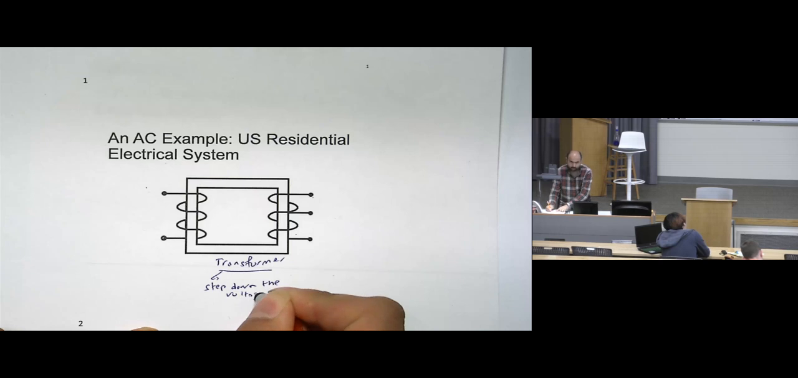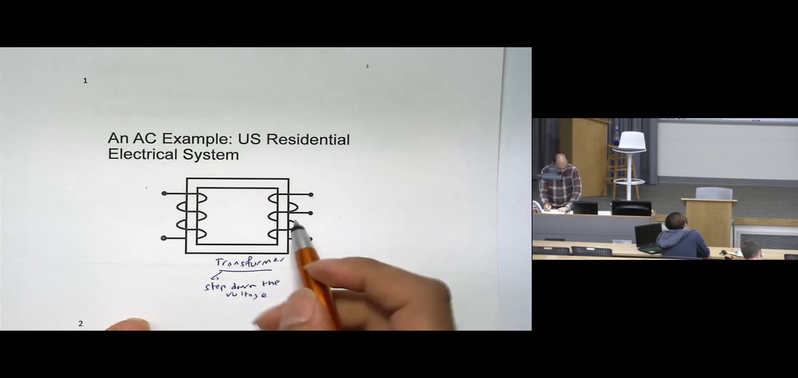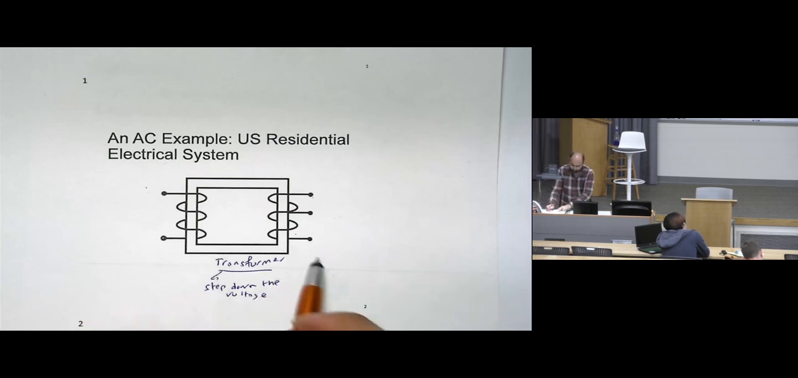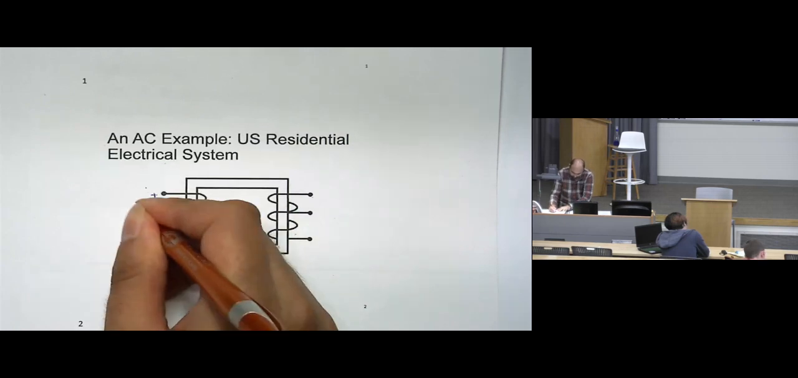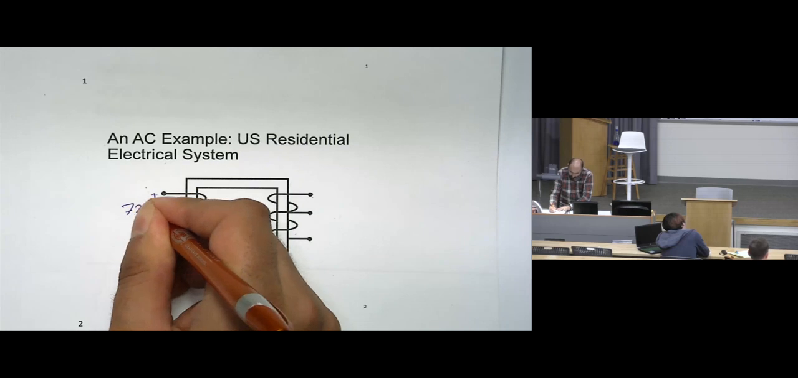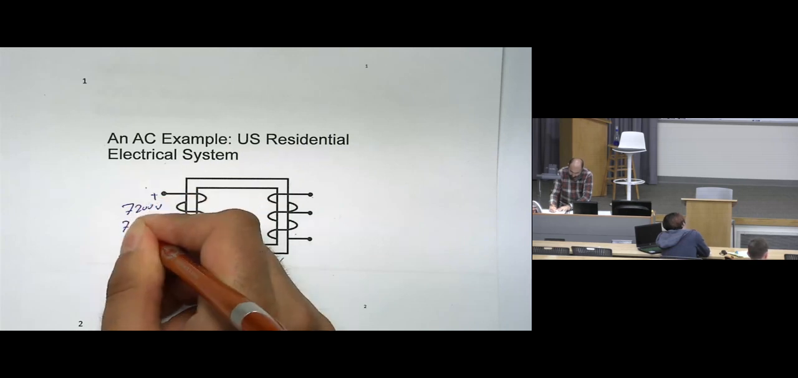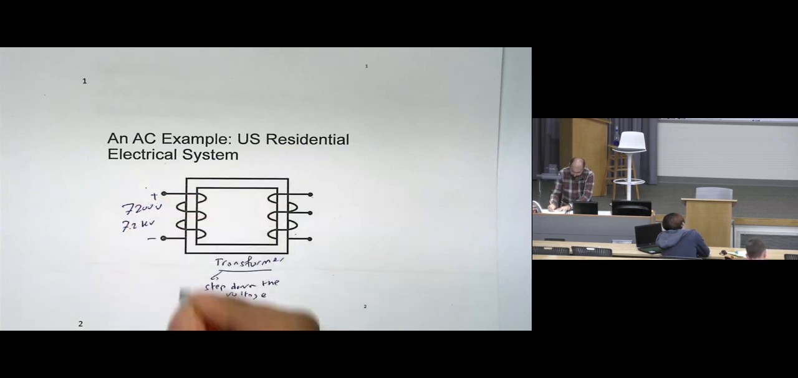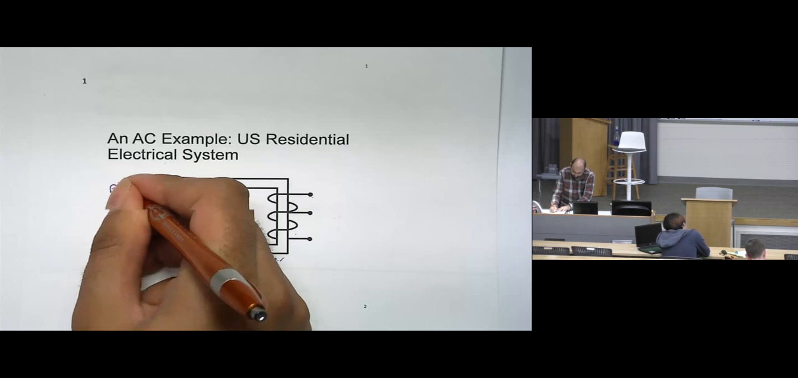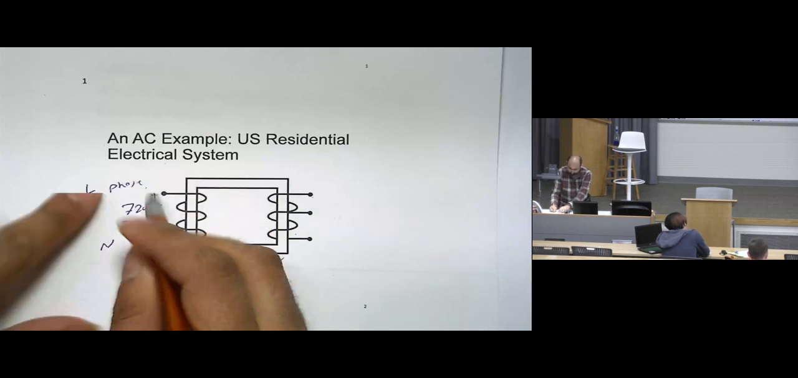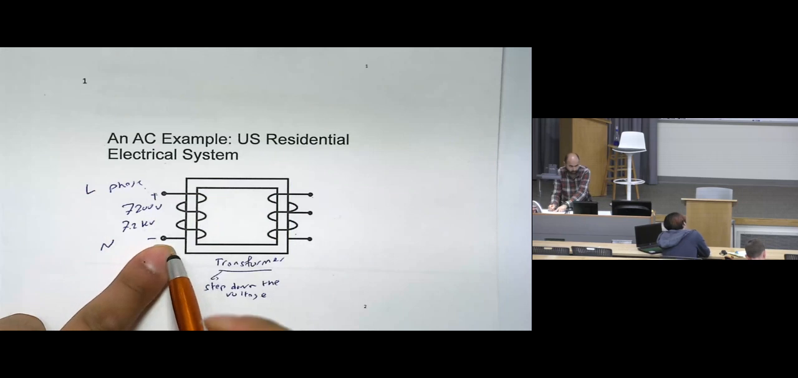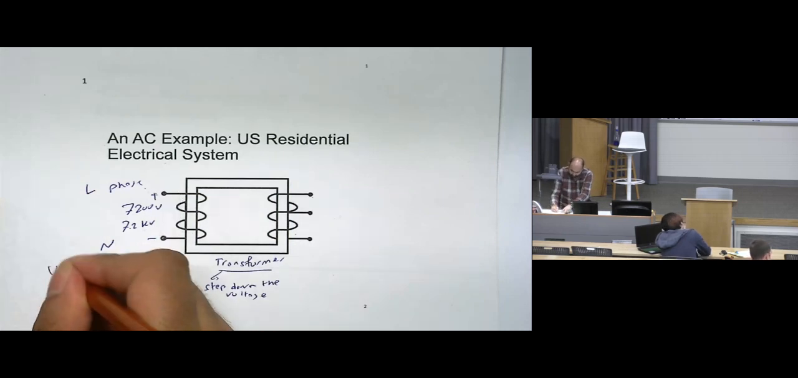We will discuss the transformer later in this course, but what you need to know is that the transformer steps down the voltage, such that the voltage we have from the utility side is 7,200 volts or 7.2 kilovolts. Here is, for example, phase, or you can call it live, and here is neutral. So positive and negative. So what does the transformer do? This one is in utility side.